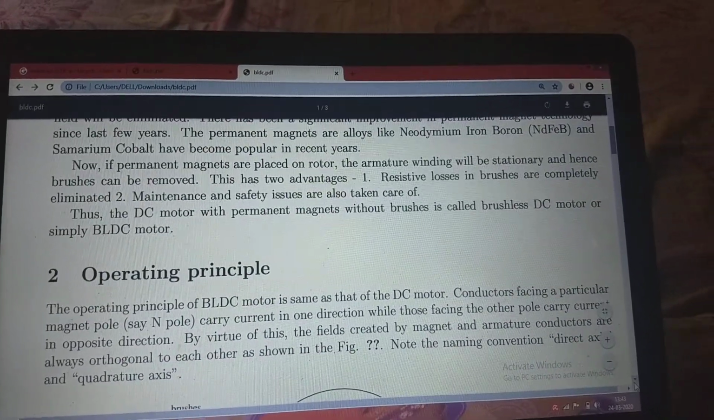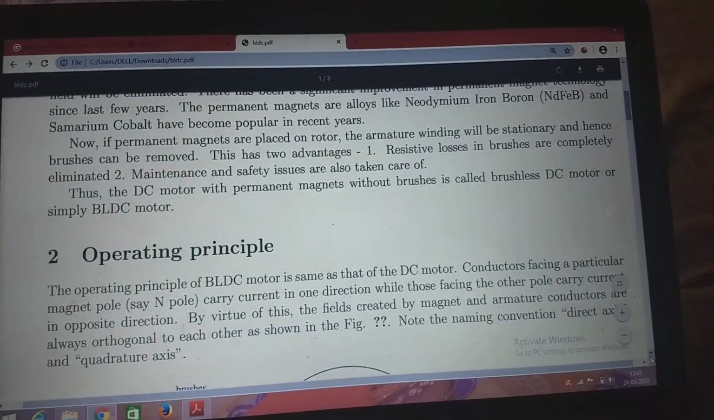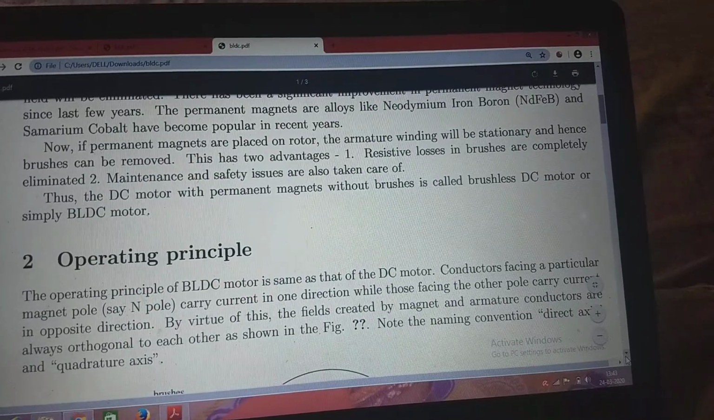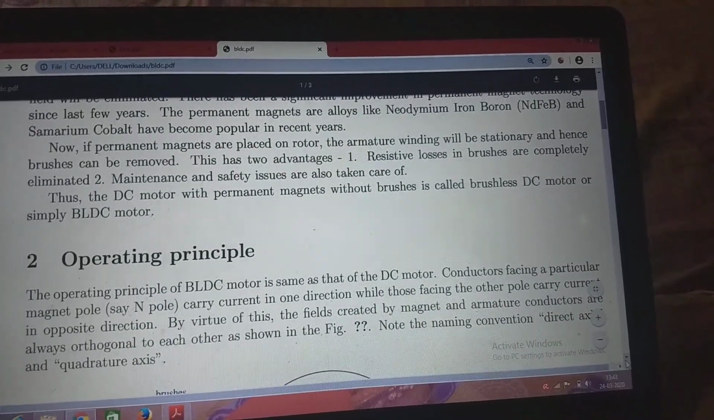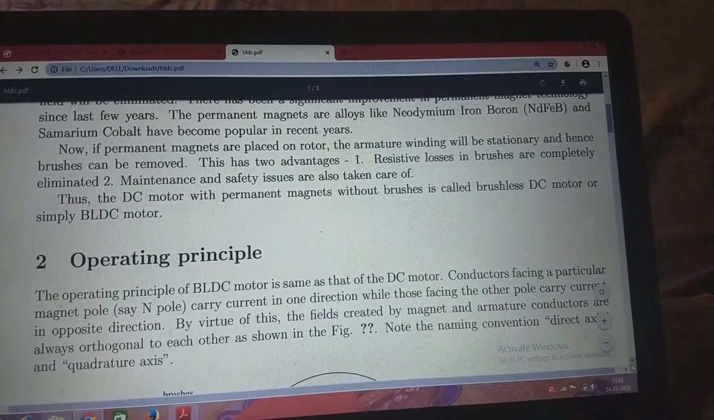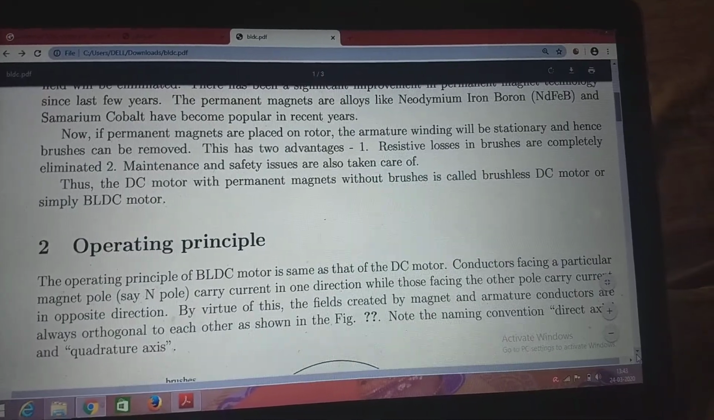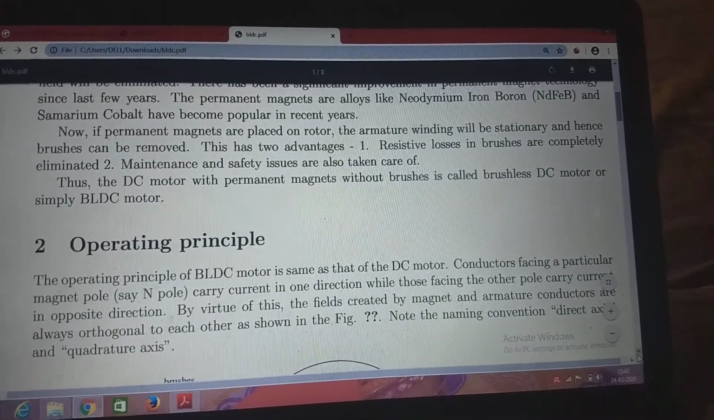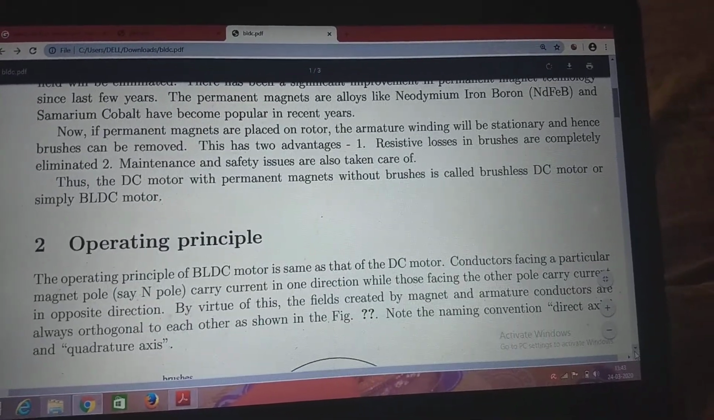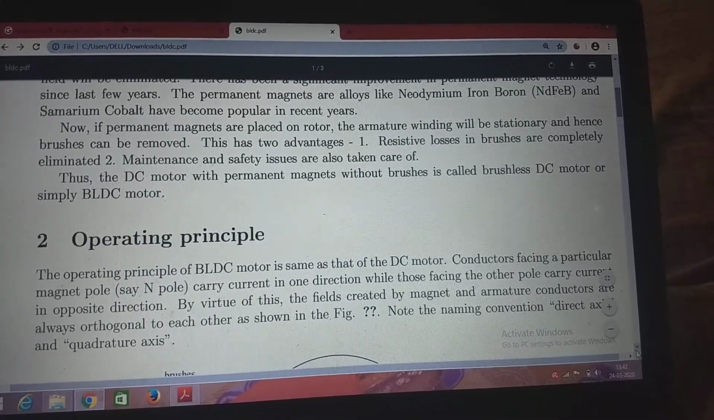Now what are some of the advantages of using permanent magnets? If permanent magnets are placed on the rotor, what will happen? The armature winding will be stationary. Remember, here we are comparing it with the DC motor, okay? So the armature winding will be stationary and the brushes can be removed. So this has two advantages. First, resistive losses are completely eliminated, and second, maintenance and safety issues are also taken care of, right?